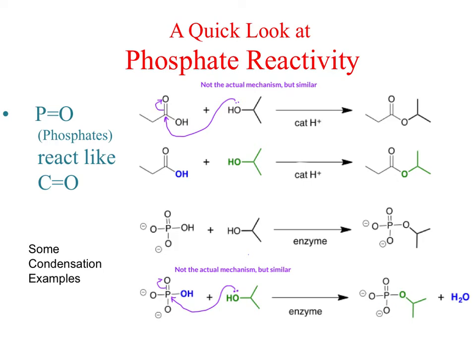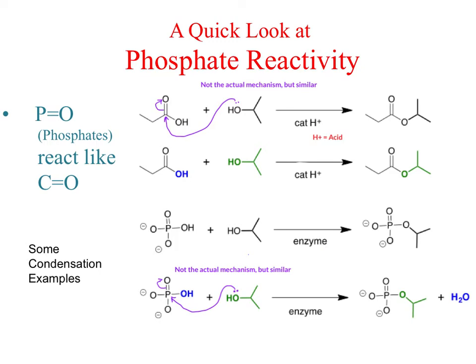Now, you'll also notice there is a difference here, whereas the reaction at the top is catalyzed, that cat means catalyzed, by an H+, that means acid. And in the bottom, it says enzyme. So generally, the reactions we're talking about are going to happen with enzymes. So we're going to sort of focus on that sort of chemistry.